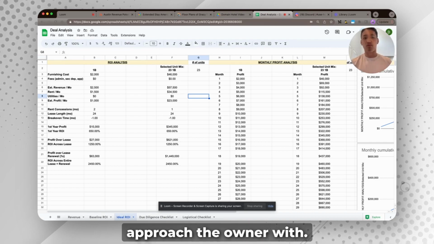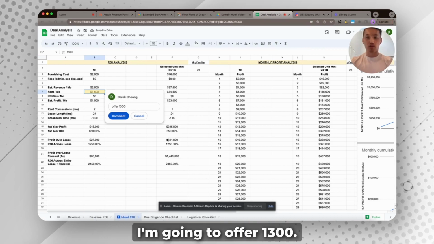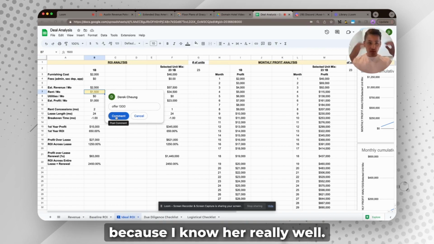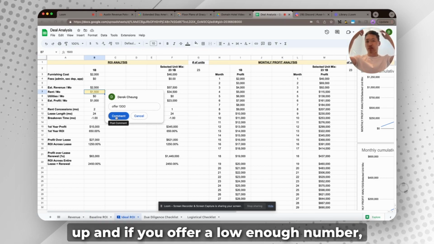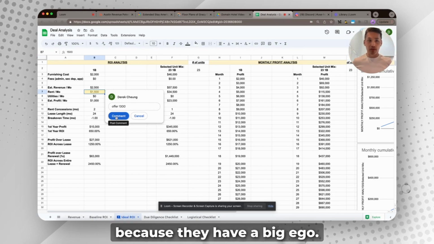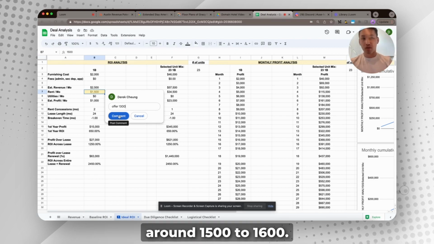This is what I'm going to approach the owner with. So I'm going to put comments on this. I'm going to offer 1,300. Obviously, I won't get offended because I know her really well. In negotiations, you don't want to offend someone, because some people are stuck up, and if you offer a low enough number, they'll just call the deal off just because they have a big ego. But this person I know, so it's going to be fine. I'm going to offer 1,300 and try to settle around 1,500 to 1,600.